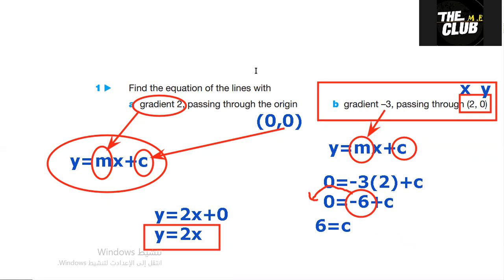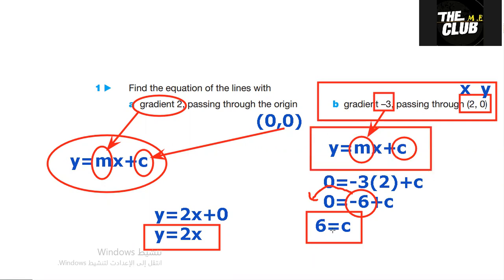Now, I know that c equals 6, and I know the gradient, or m, is -3. Now, I can come back to the equation and substitute the value of c and the value of m and write the equation of the line. So I'm going to say y equals, I know m equals -3, so I'm going to write -3x, and then plus c. I know that c is 6, so I'm going to write 6. And this is the answer for question B.